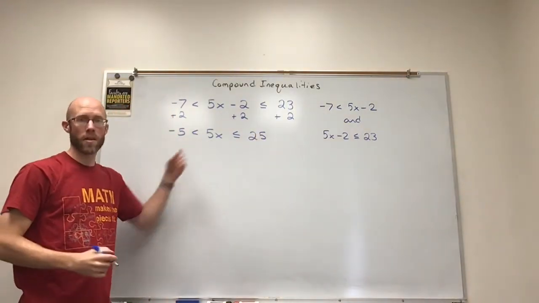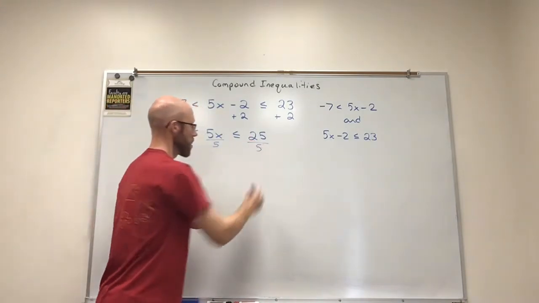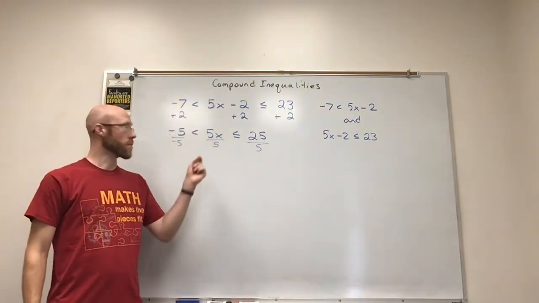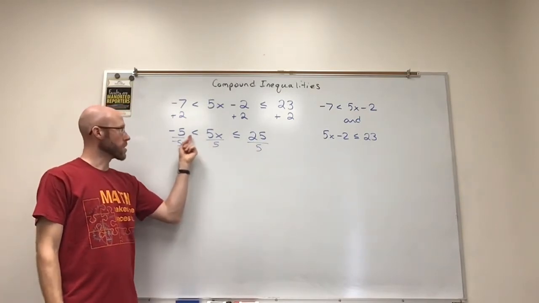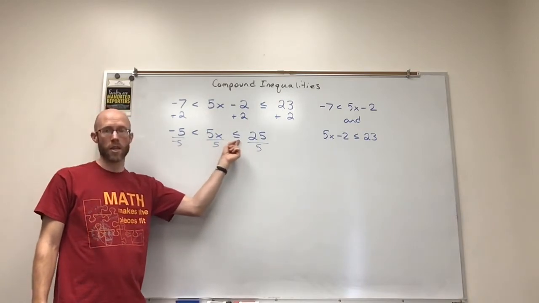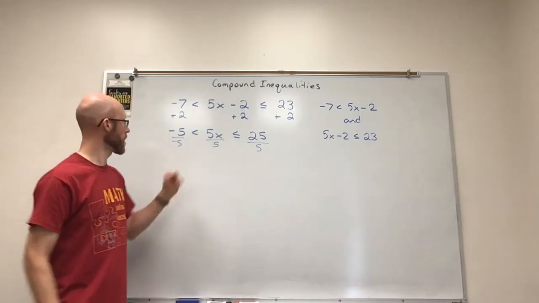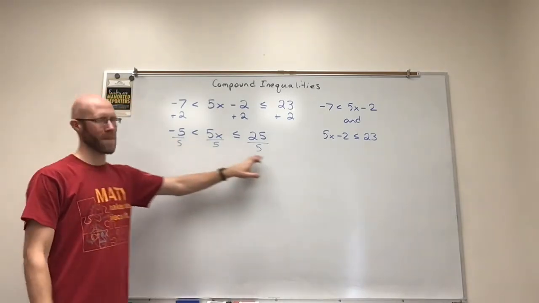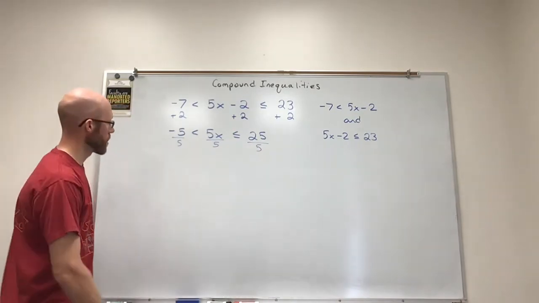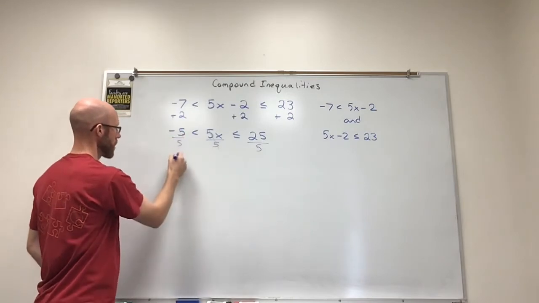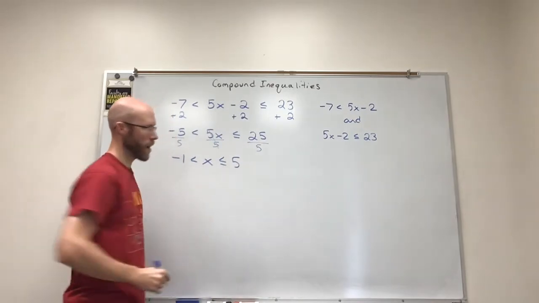Then I can divide out by the 5, but if I do that in the middle, I must also do that on the ends. Another thing to keep in mind is that if you had to divide by a negative here, which is sometimes the case, you would need to interchange both of the inequality symbols to greater thans. Okay, so you'd have to switch them around. But here I should be dividing by a positive on all three, and so we don't have to worry about that. So I divide out by the 5. Here I get -1 is less than x, which is less than or equal to 5.